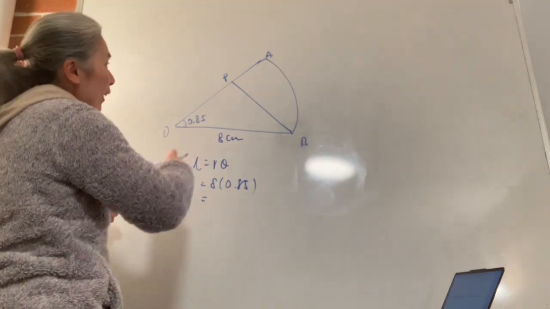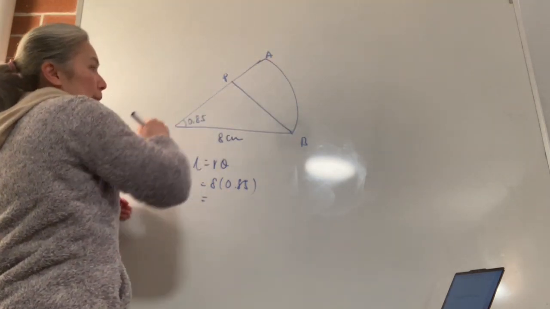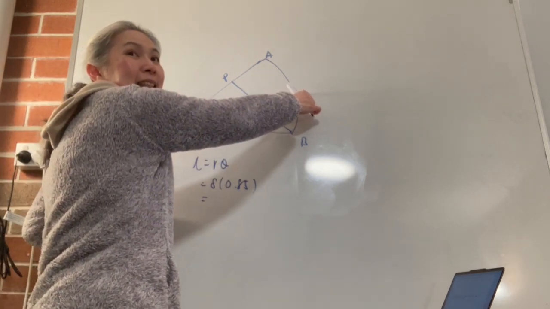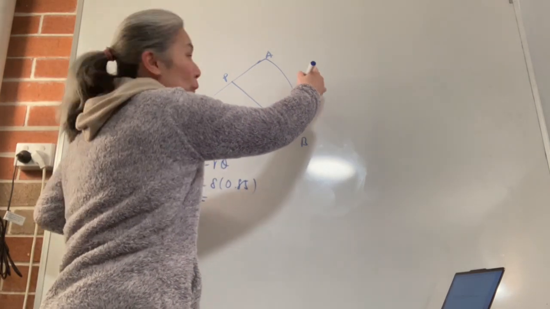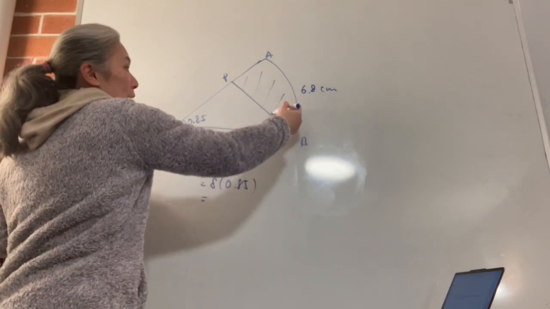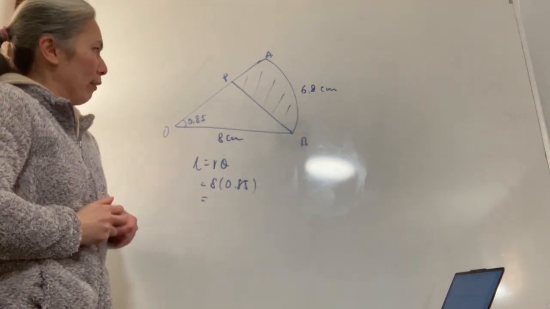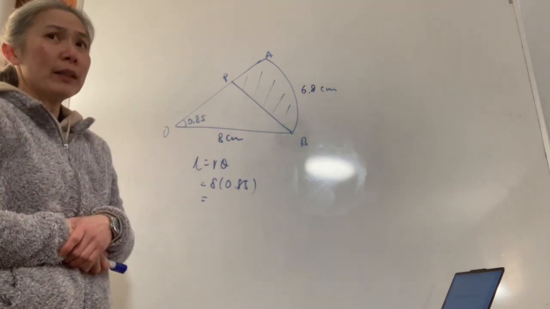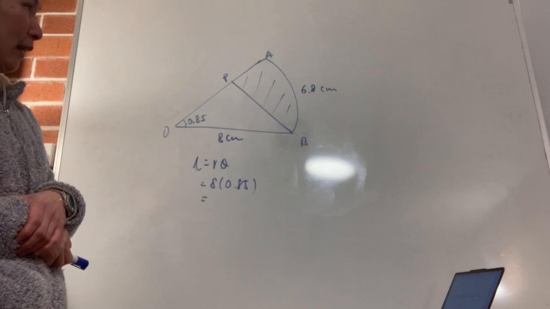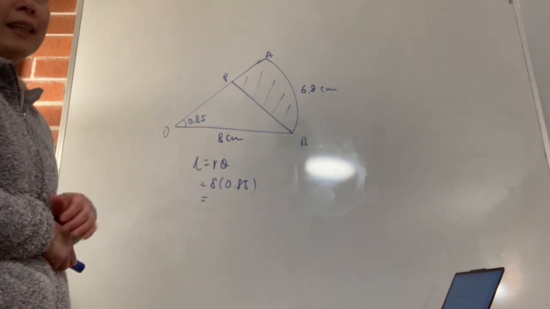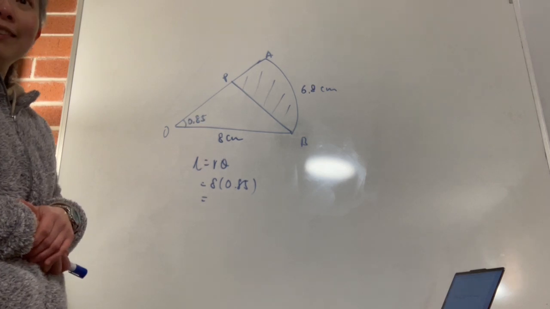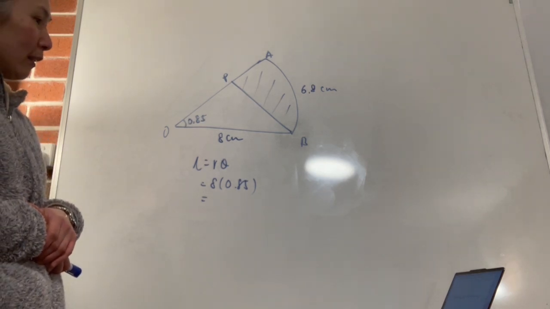And the area of the shaded region, this area in here. So I know this is an 8. What's this? 6.8. Right, so you're looking for this one. What can you do to find that area there? What are the options? Can you find out the area for the whole thing? Then what else do you need to do? You minus the triangle.